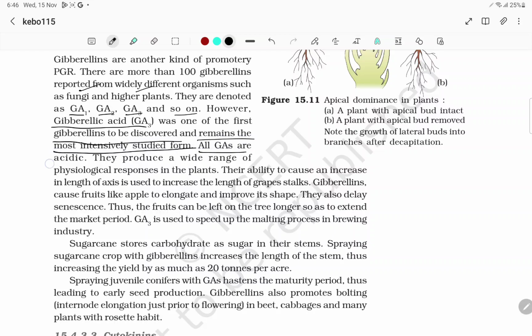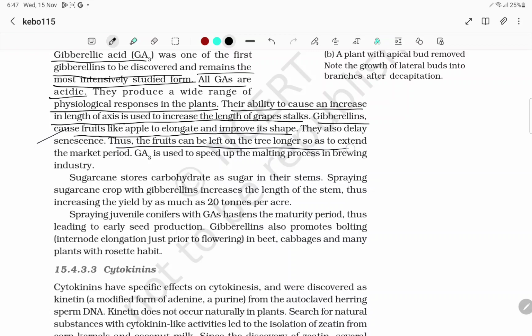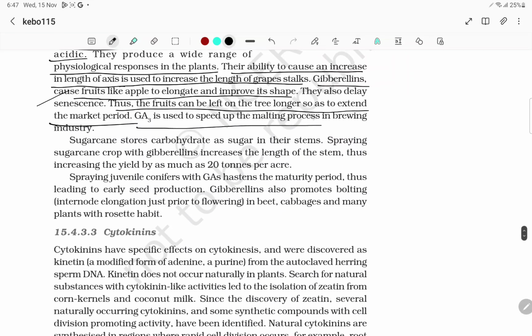All gibberellins are acidic. They produce a wide range of physiological responses in plants. Their ability to increase the length of the axis is used to increase the length of grape stalks. Gibberellins cause fruits like apple to elongate and improve their shape. They also delay senescence, so fruits can be left on the tree longer to extend the market period. GA3 is used to speed up the malting process in the brewing industry.